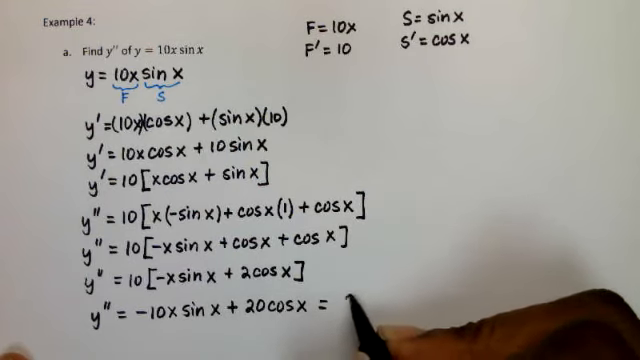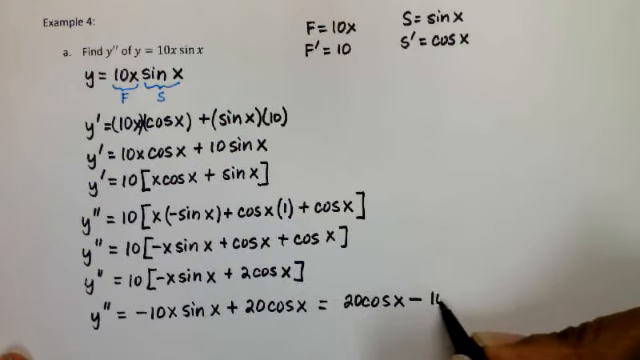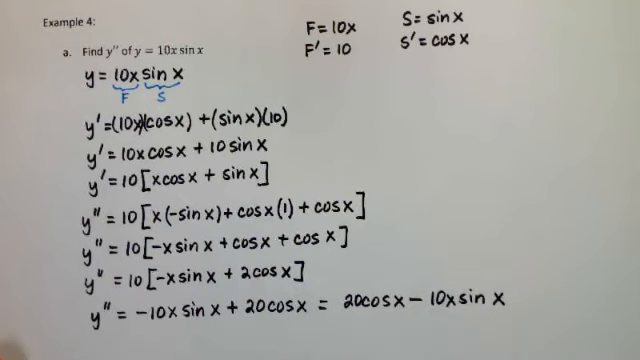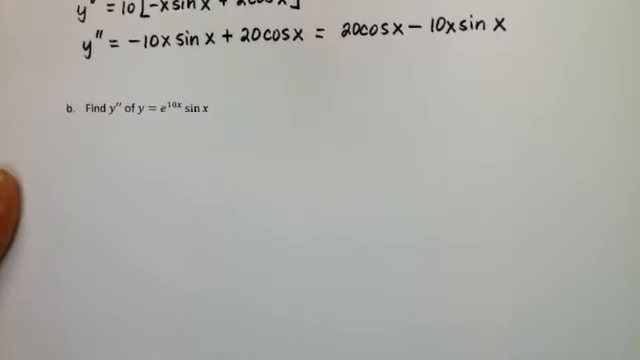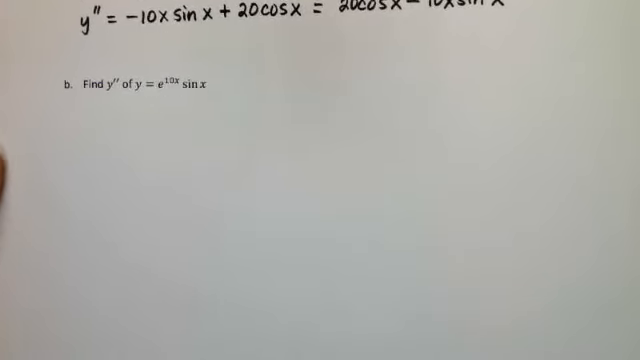Now you can write it like this. Put the 20 cosine of x in front, and then that'll be subtracted from 10x sine of x. And that will be what y double prime is of the function y equals 10x sine of x. That'd be equal to 20 cosine of x minus 10x sine of x. All right, now look at part B. We've got y equals e to the 10x times sine of x, and I want to find its second derivative.